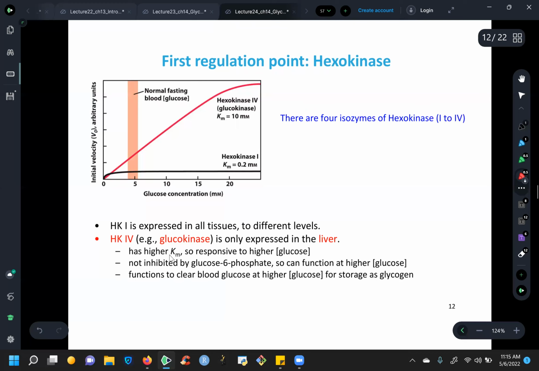It has a higher Km. So what did we learn about Km? If the Km moves to the right, that means that you have a higher Km. That means that your enzyme efficiency goes down.